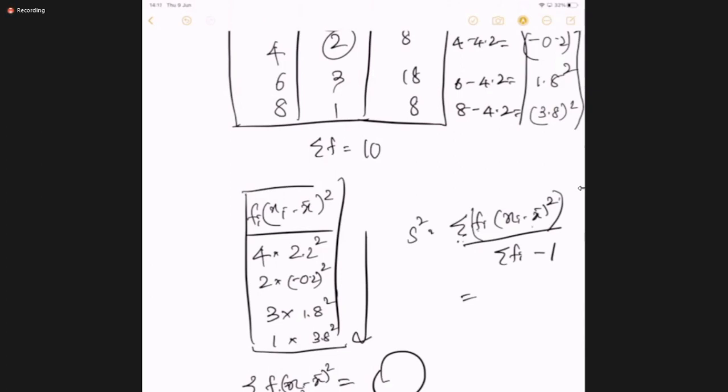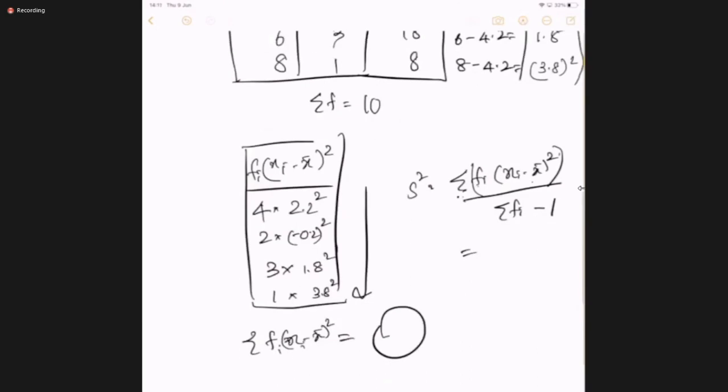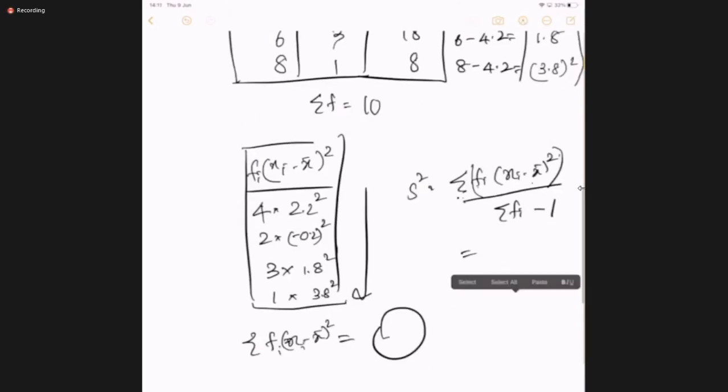total sum. That is this value. You have to get the summation. Okay, this value. I don't know that value. You can use a calculator to find this value quickly. Okay, and substitute this value here and divide it by sigma fi. Now, what is sigma fi? Sigma f is 10.